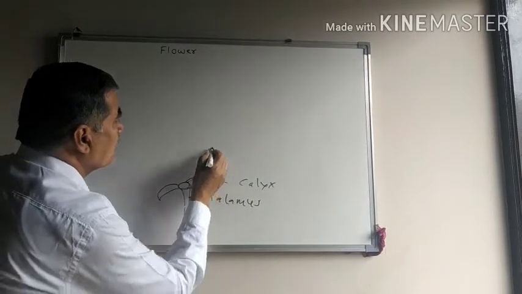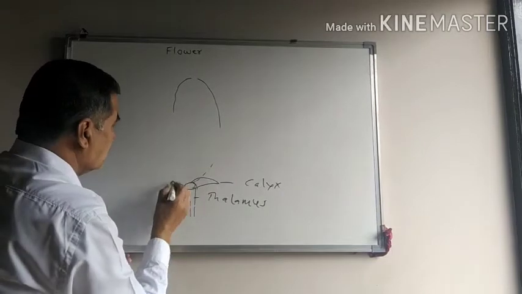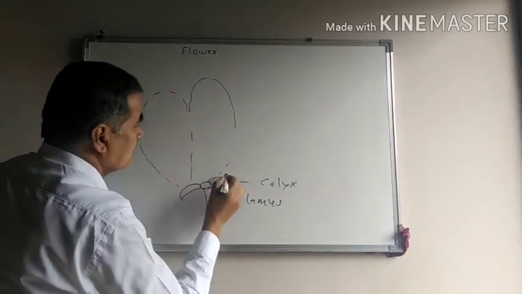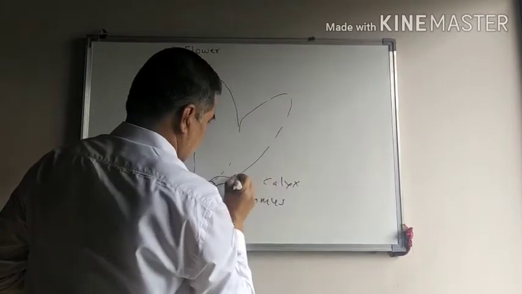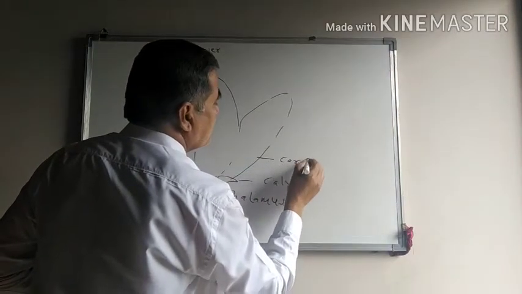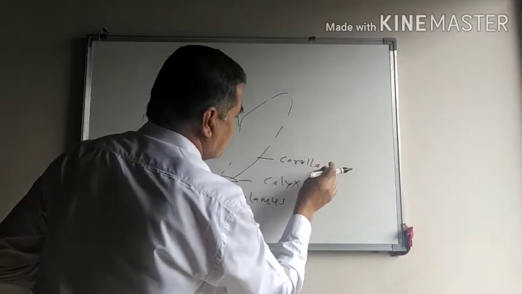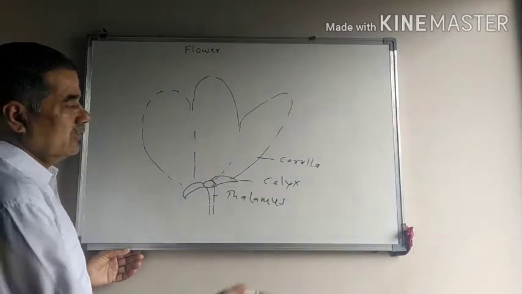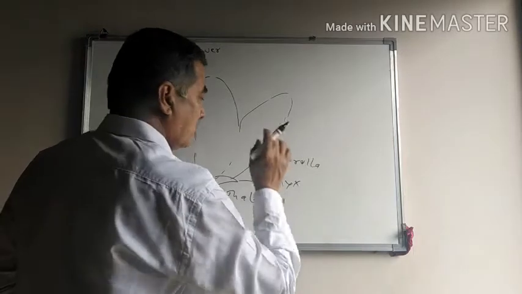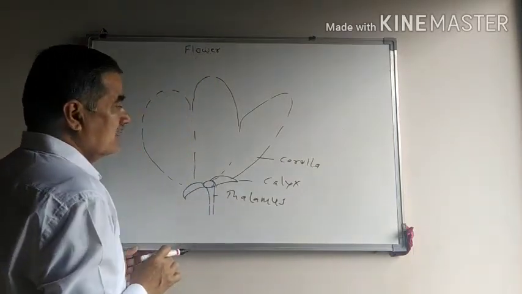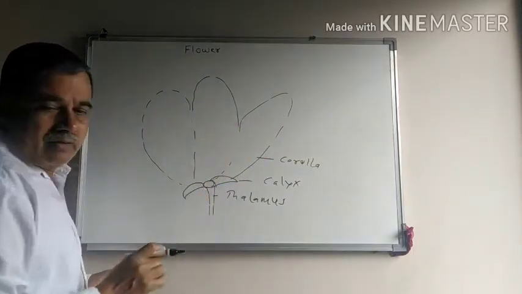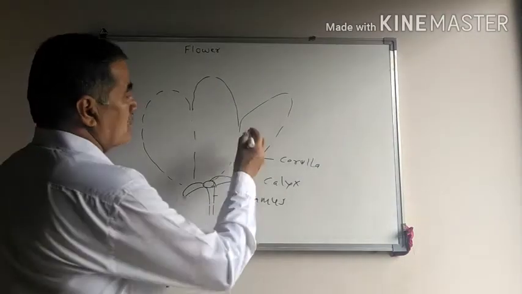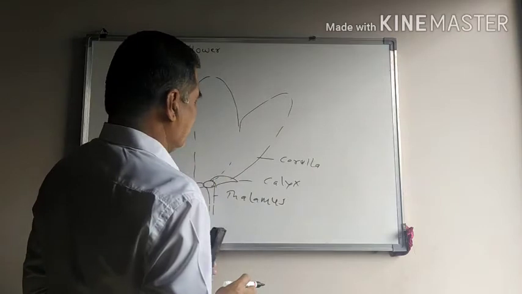Then the second whorl, the accessory whorl again, that is the corolla, is situated. Calyx and corolla both are accessory whorls. They do not take part directly in reproduction. Corolla, fiery in color, attracts the insects for pollination.